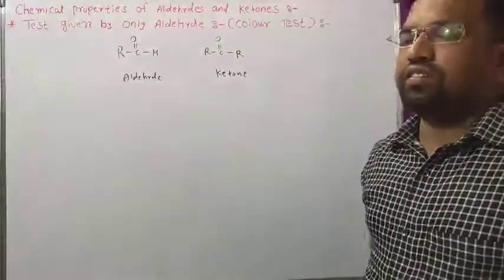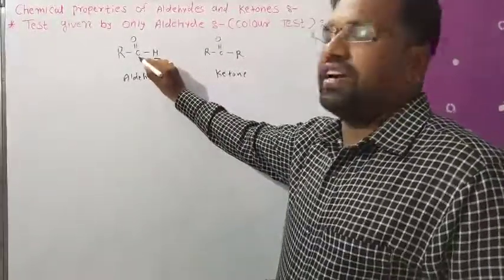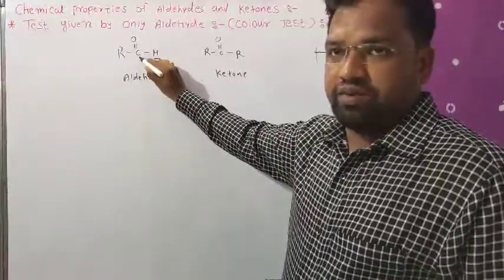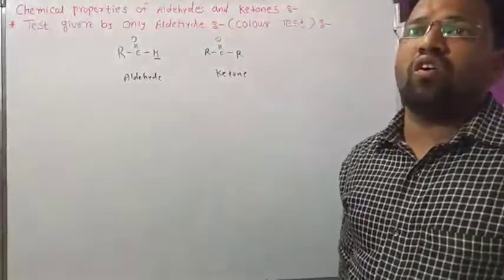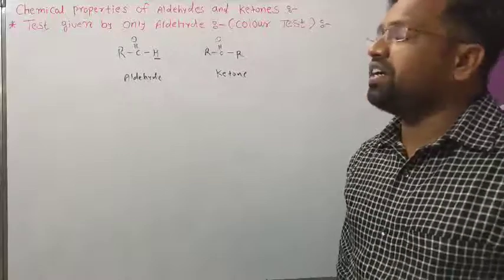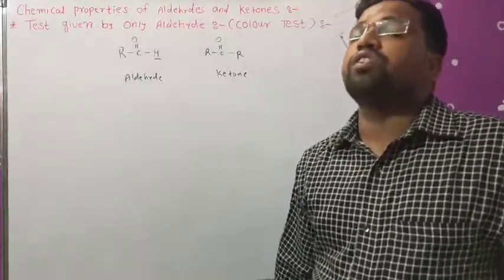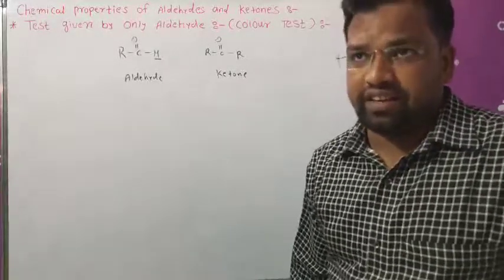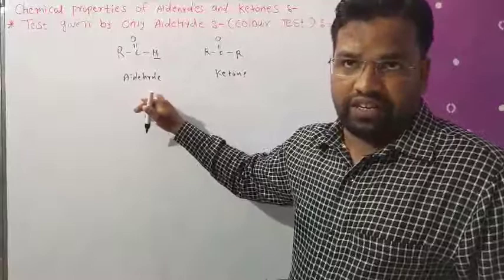Now if we see the structure of aldehyde, the hydrogen atom is directly attached to the carbonyl carbon atom. Therefore aldehydes easily undergo oxidation reaction and are converted into carboxylic acid by using mild oxidizing agents. Therefore aldehyde acts as a reducing agent.